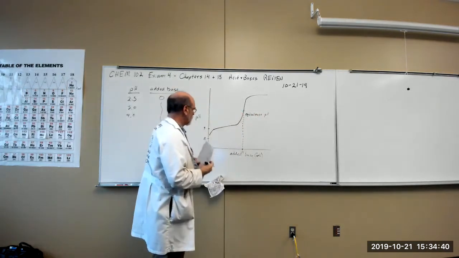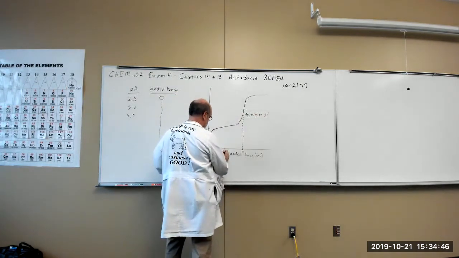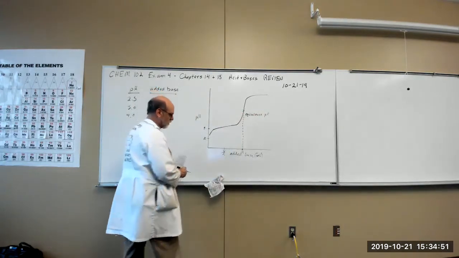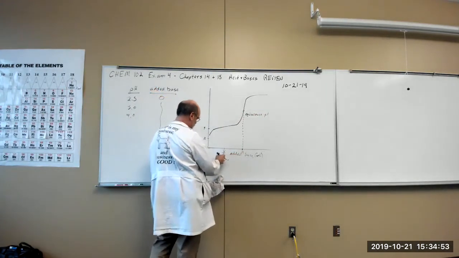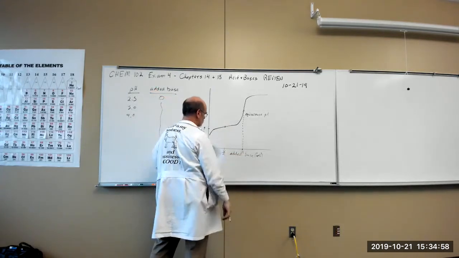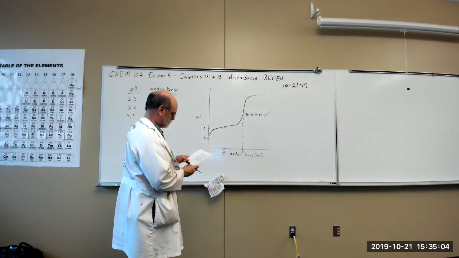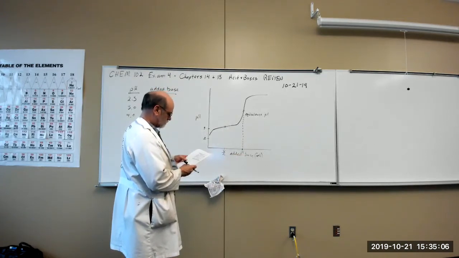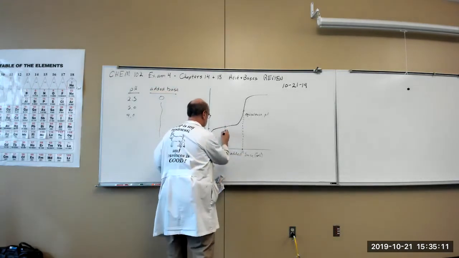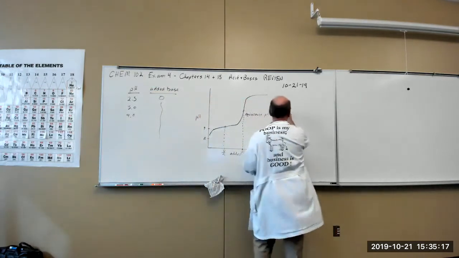So where is the middle of the buffer range? 1/2 of that value. 1/2 of the amount of base added gives you the middle of the buffer range. Okay, so how do I know that? Well, you'll see it, but I know it because of Henderson-Hasselbalch.